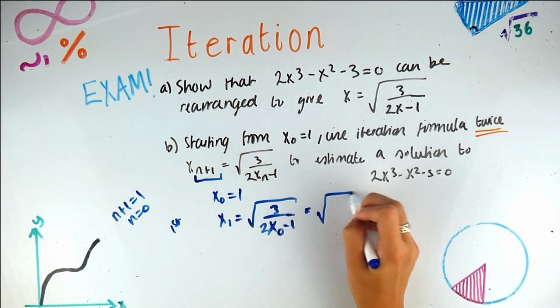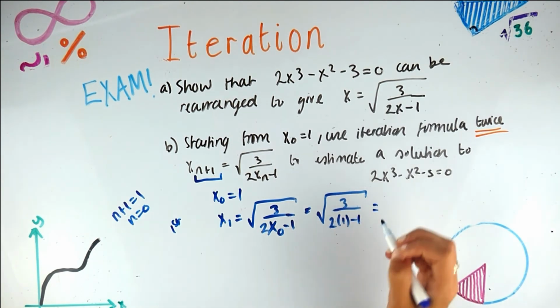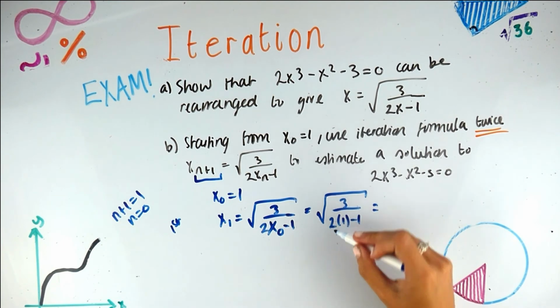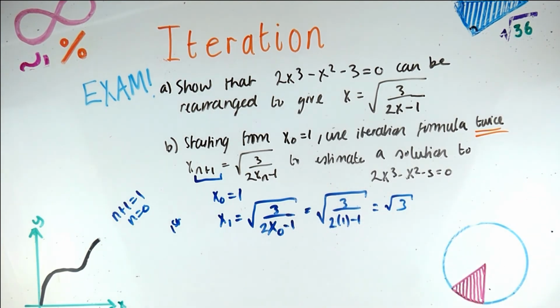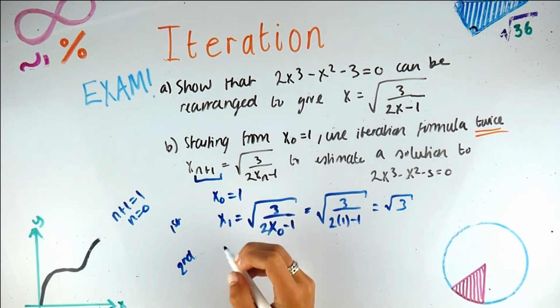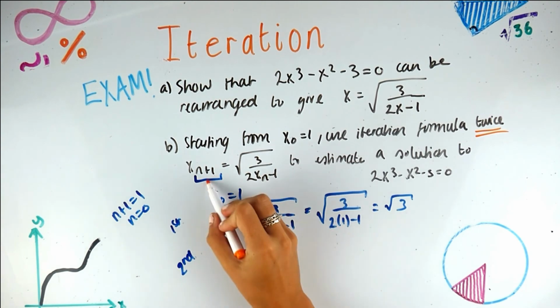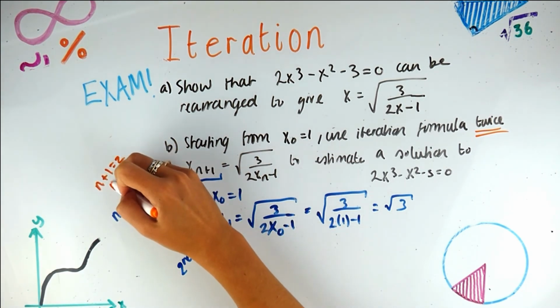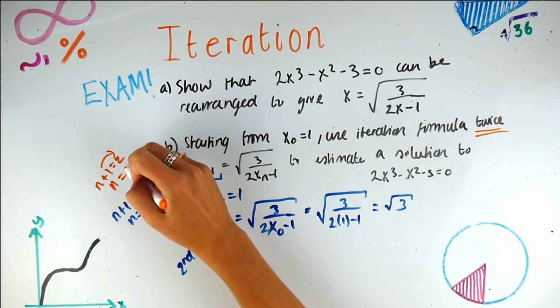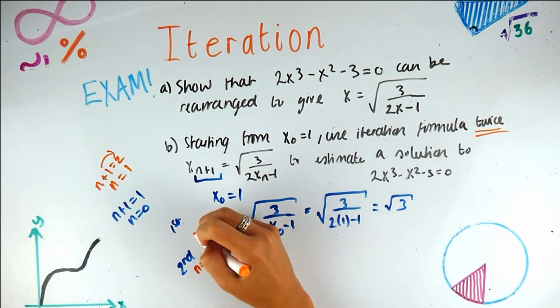And we know x0, so we substitute that in: 3 over 2 multiplied by 1 minus 1. And that is going to be, so 2 minus 1 is 1 on the bottom, so that's just going to give root 3. So we've done it for the first time, let's do it the second time. We're going to be looking for x2. So this time we want this little subscript to equal 2, so we have n plus 1 equals 2. If we rearrange and solve for n, you can take the 1 over, so you get 2 minus 1, which is 1. So for this, in our equation, n is going to be 1.